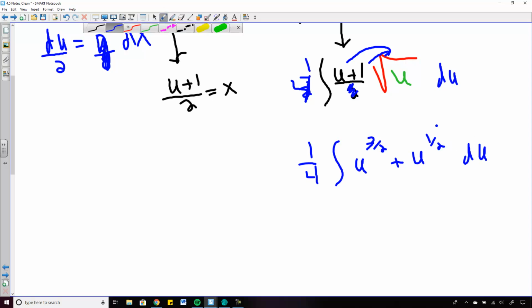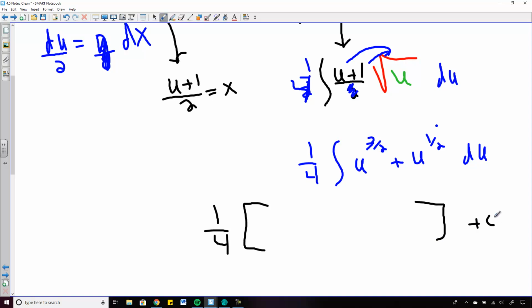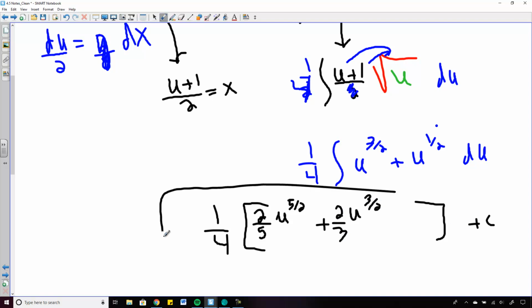Not so bad because we can antiderive that. We can say it's 1/4, right? And we got these two things, and then we're going to add a c to it. So it's u to the 5/2 times 2/5 plus u to the 3/2 times 2/3. And this is our final answer.